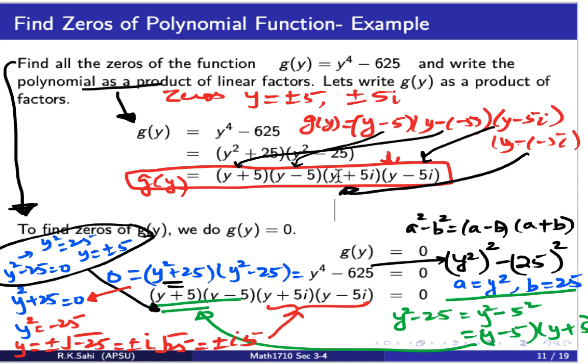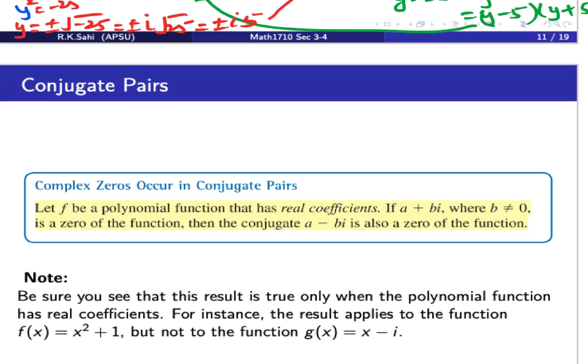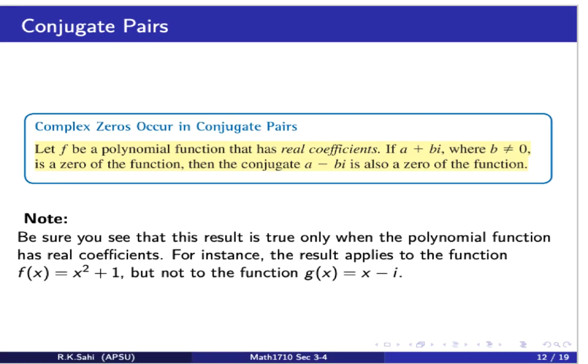Notice when we were doing this, we were actually getting complex solutions, which are basically called complex zeros. So there's a very, very important property: if you have a complex solution, they always occur in pairs, and we call them conjugate pairs. What it simply means is, if say x equals 3i is a solution to a polynomial, okay?